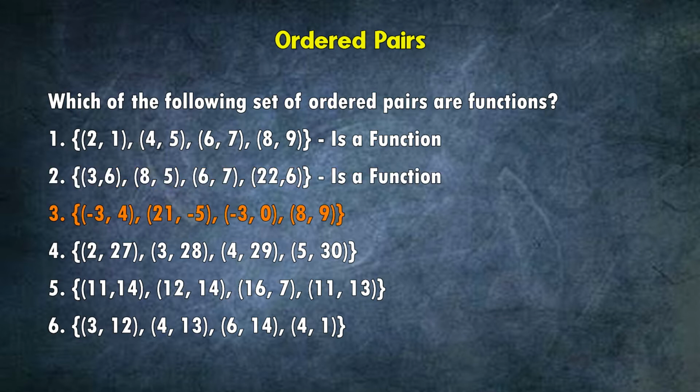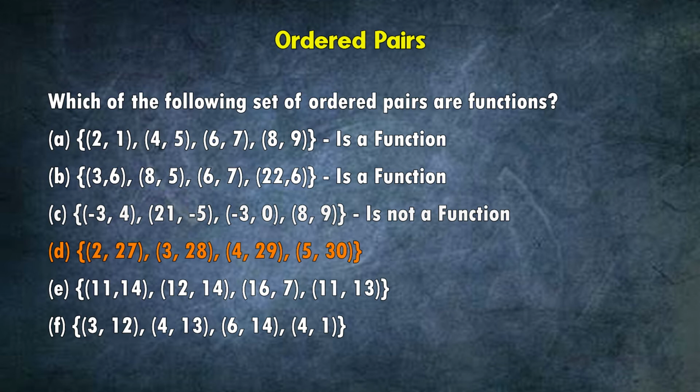C, we have (-3, 4), (21, -5), (-3, 0), and (8, 9). Focusing on the x values, we have -3, 21, -3, and 8. Here, we could see that 2 of the ordered pairs have -3 as their x value. Because the x value repeats itself, this is not a function.